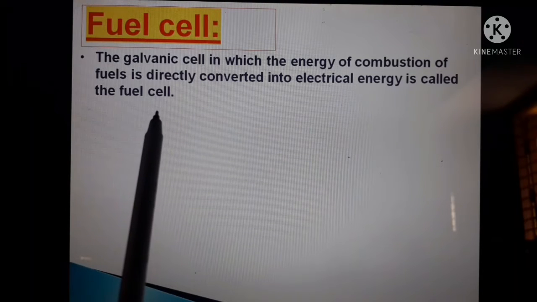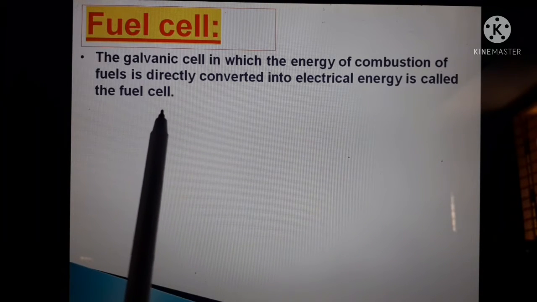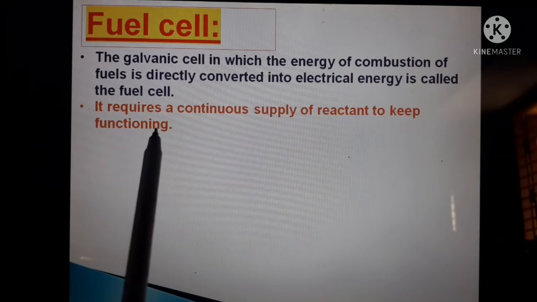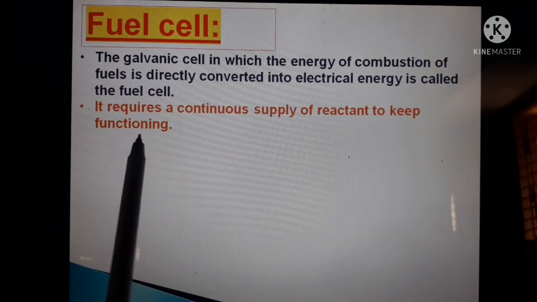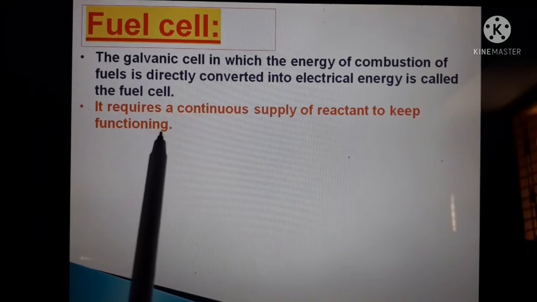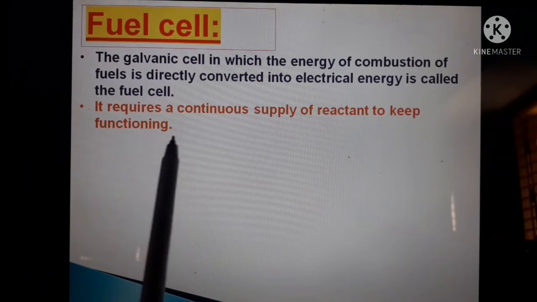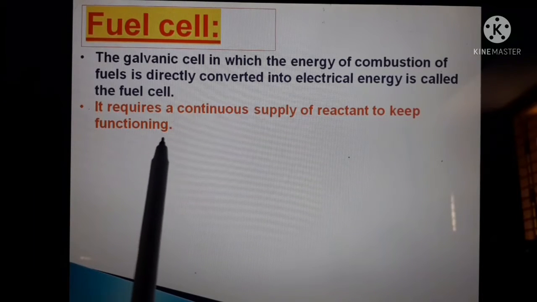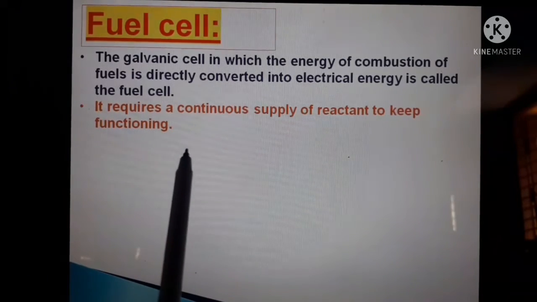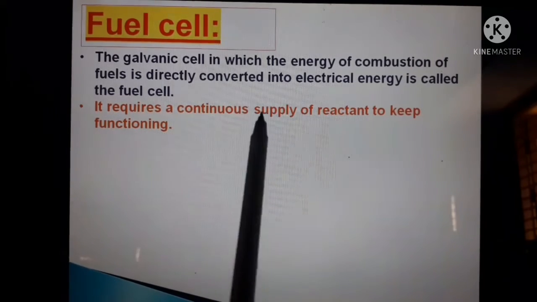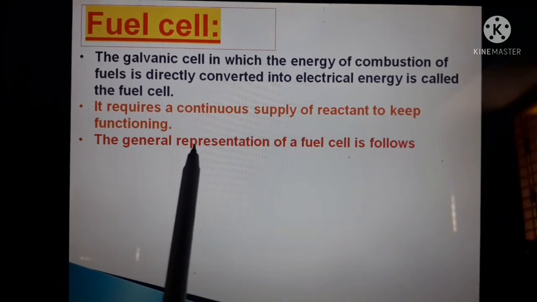Fuels are burned. What type of fuel? We will see that. It requires continuous supply of reactant to keep functioning. Continuous supply, without termination, this fuel cell is working. It requires continuous supply of reactant for functioning.